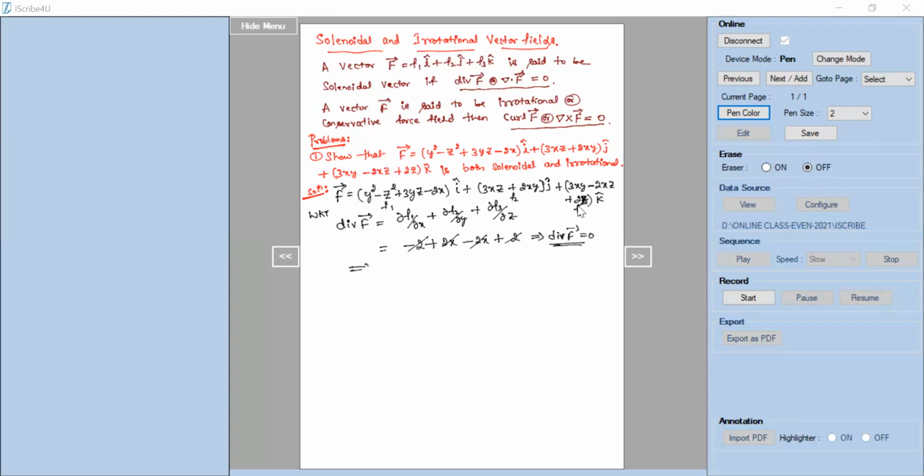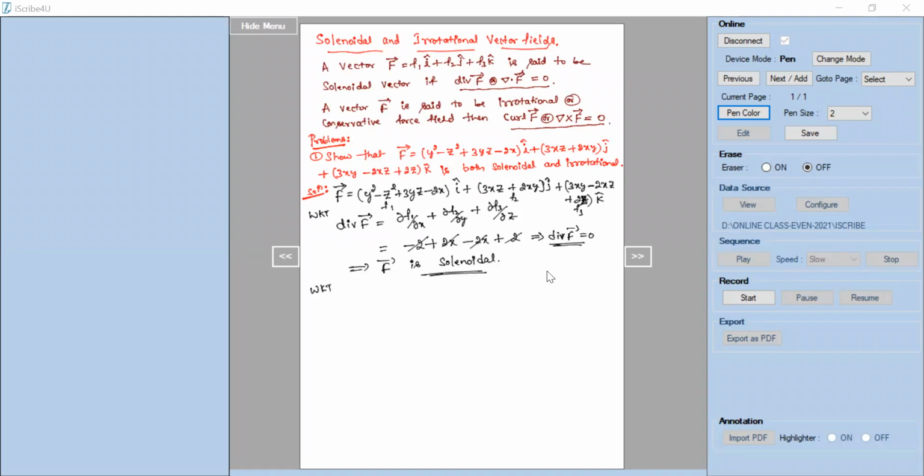This shows that vector f is solenoidal. This is how we can show that the given vector is solenoidal. Now, in the same way, we can prove that the vector is irrotational. To show that it is irrotational, let us find the curl of this.